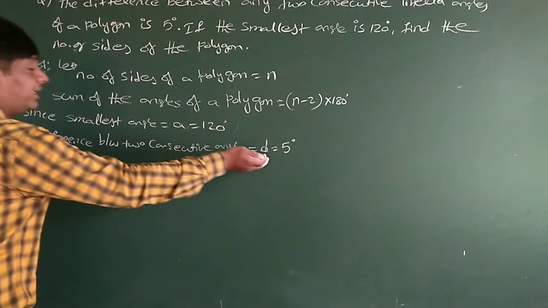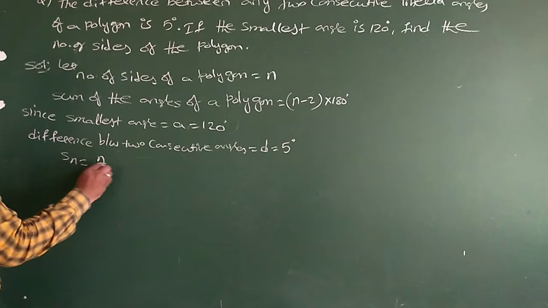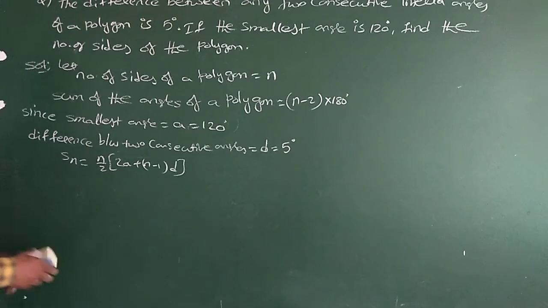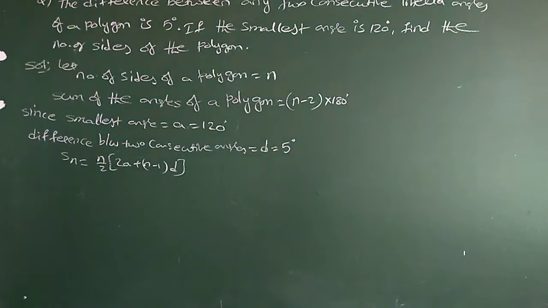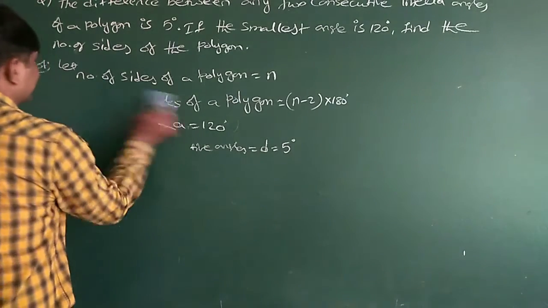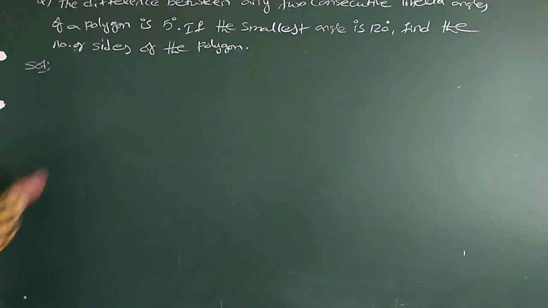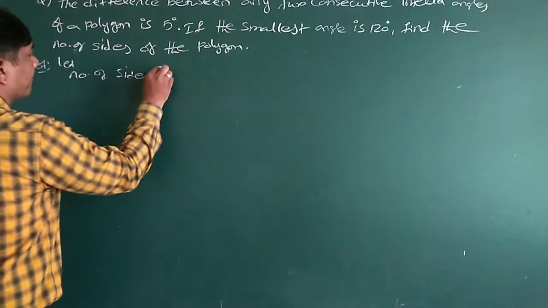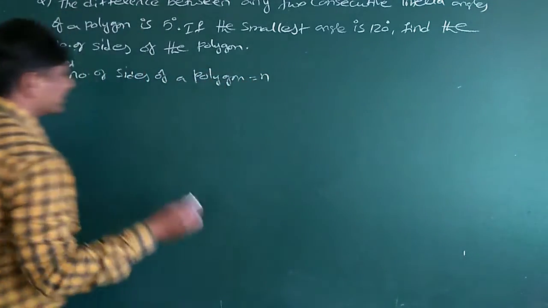Now by using the A and D sum of n terms formula, Sn is equal to n by 2 into 2a plus n minus 1 into d. But already the sum of the angles of a polygon is equal to n minus 2 into 180 degrees. Okay, I will take that first here. See here once. Let us suppose the number of sides of a polygon is equal to n sides.